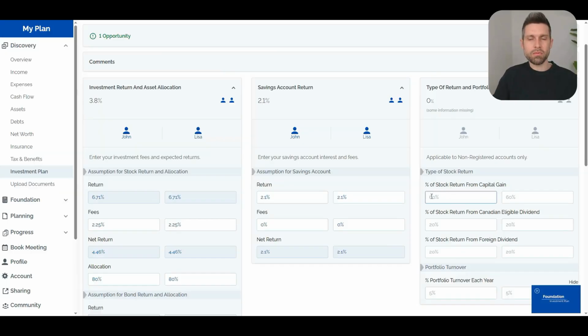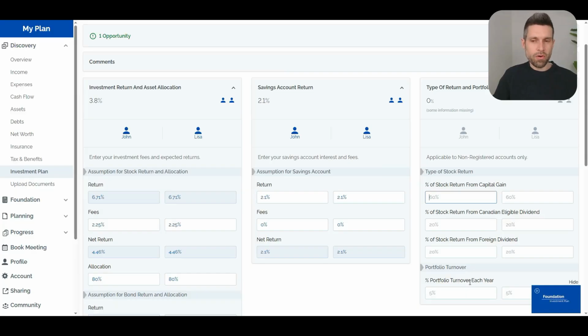So by default, it assumes 60% is coming from capital gains. So 60% of the equity return, 20% of the equity return is coming from Canadian eligible dividends, and 20% from foreign dividends. This is a good assumption for a diversified all-in-one ETF, and that's why we've got those assumptions there, but you can edit them if you've got all of your investments in, for an example, Canadian eligible dividend paying stocks. So you could enter a much higher value for eligible dividends.